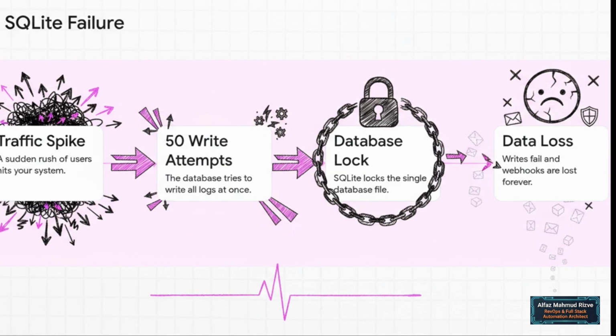That traffic spike creates a flood of simultaneous write attempts. Now, since SQLite is just a single flat file database, it simply locks up. It can only handle one write at a time. The other writes fail, those webhooks are lost forever, and this is the worst part. There's no warning. Your automation just silently stops working.